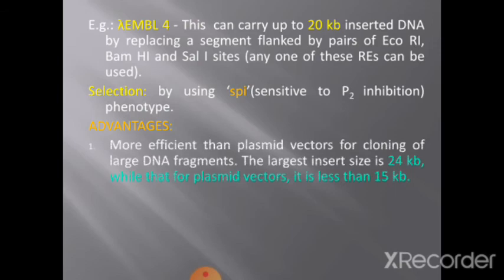What are the advantages of phage vectors over plasmid vectors? These are more efficient than plasmid vectors for cloning of DNA fragments. The largest insert size can be 24 kb in lambda phage vectors, while for plasmid vectors it is less than 15 kb. So insertion of large DNA inserts is possible.